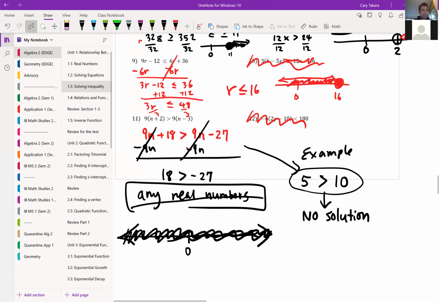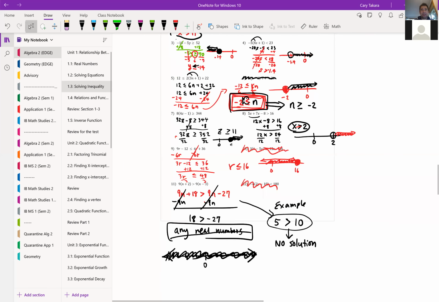But in this case, that's a true statement. 18 is greater than negative 27. That means that any number will work for this inequality. Okay.